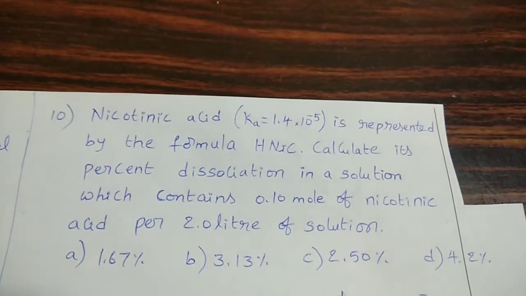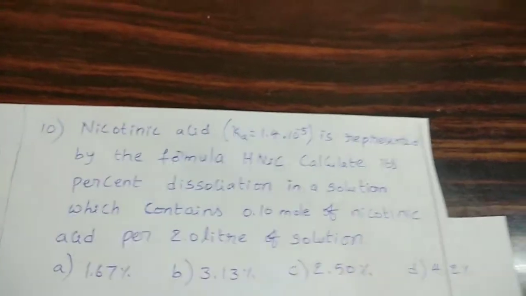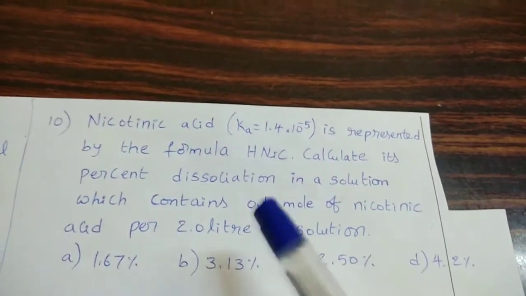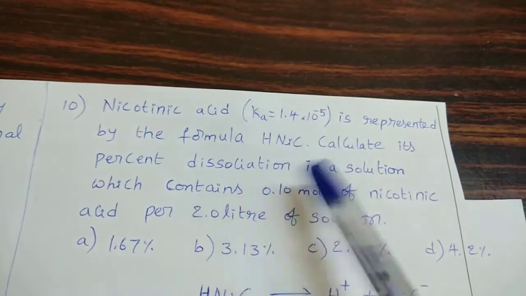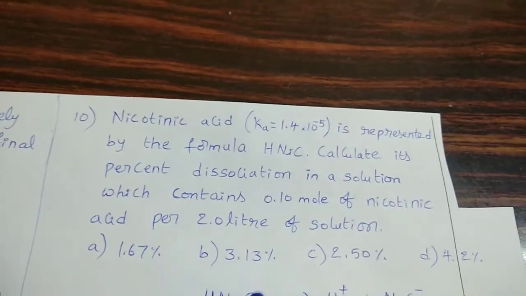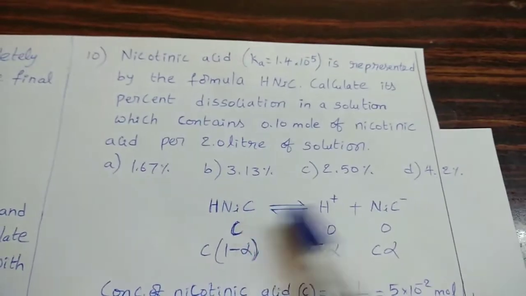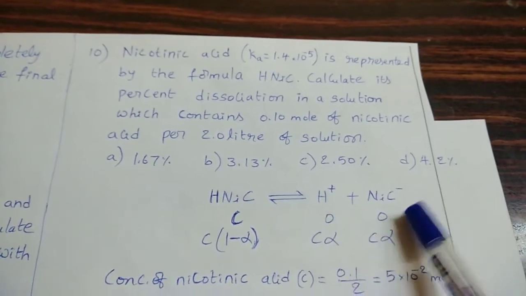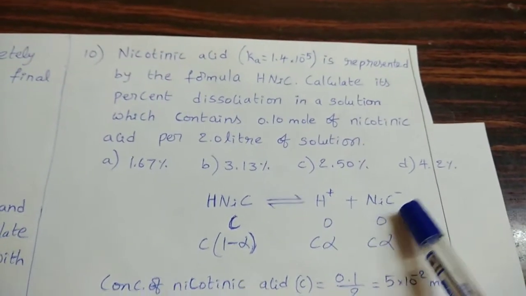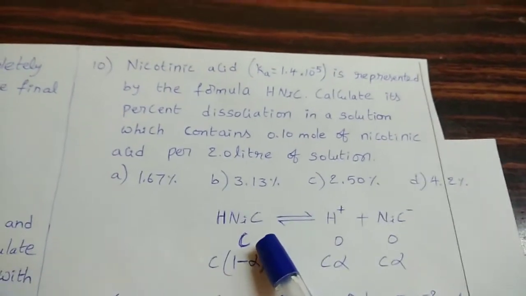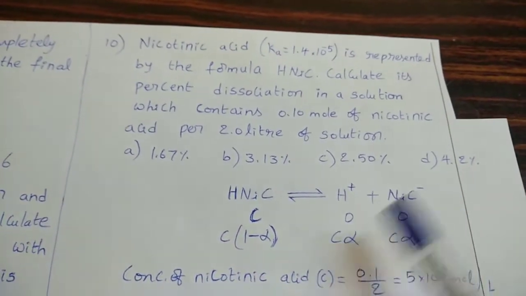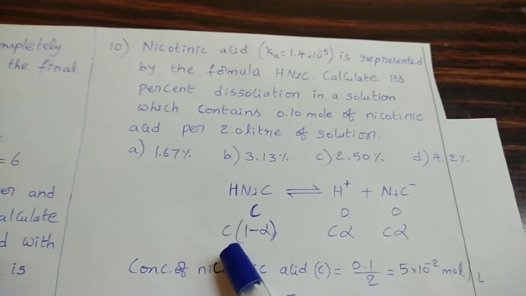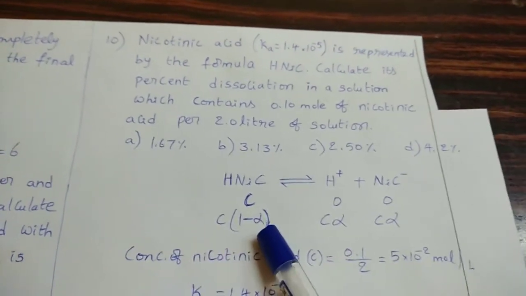Here also concentration is not given. Same as the previous question, where N2H4 base is given. Here nicotinic acid and Ka value is given. Percentage dissociation we should calculate. So this is the equation. It produces H+ ion and the remaining ion NiC-. Initial concentration say 0. From this, C alpha concentration decreased. Here also C alpha. So for this, C into 1 minus alpha.